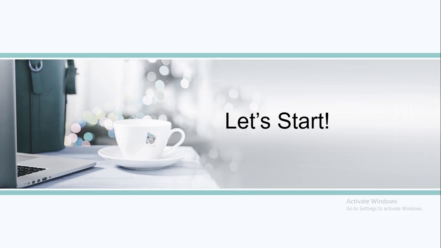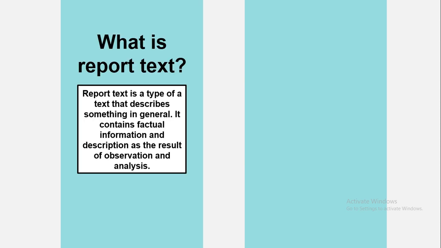So actually report text can be defined as the type of text that describes something in general or presents information in general. So basically it contains factual information, informasi yang berupa fakta, and the description as the result of observations and analysis. Jadi didapatkan informasinya itu not based on our opinion, but based on the facts that are stated by the experts, or maybe on the encyclopedia, or maybe based on our observation and analysis.